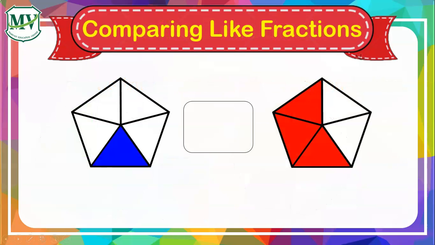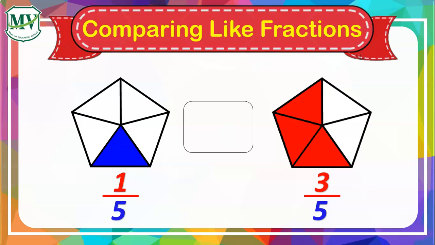Let's learn how to compare like fractions. In here, both pentagons are divided into 5 equal parts. For the first pentagon, we can represent this using the fraction 1/5. As for the second pentagon, we can represent this using the fraction 3/5. Now, let's compare these fractions. As you can see, both fractions have the same denominator, which tells us that they each represent a whole that is divided into the same number of parts.